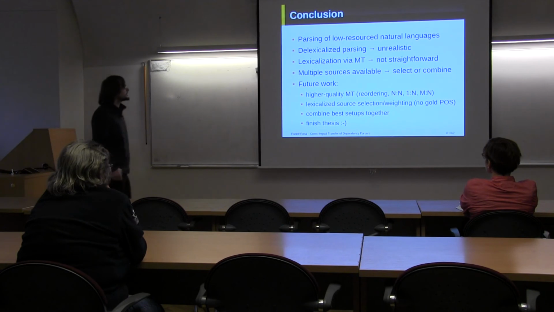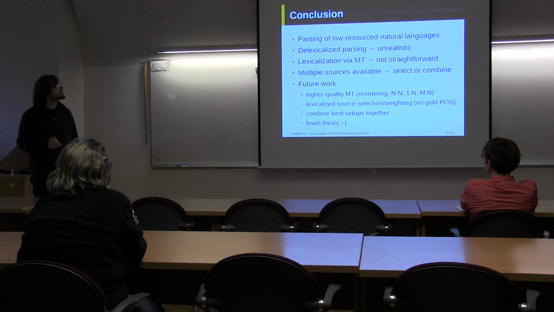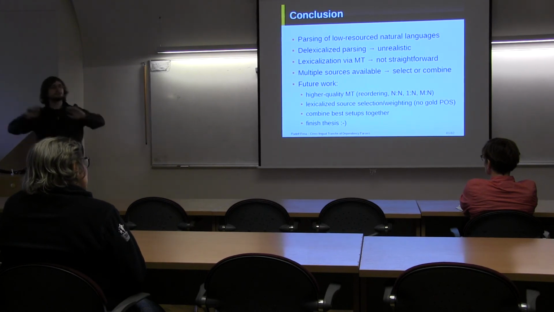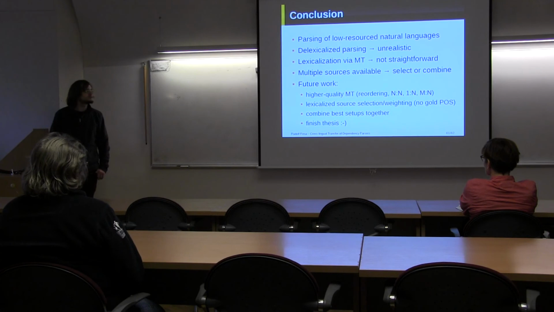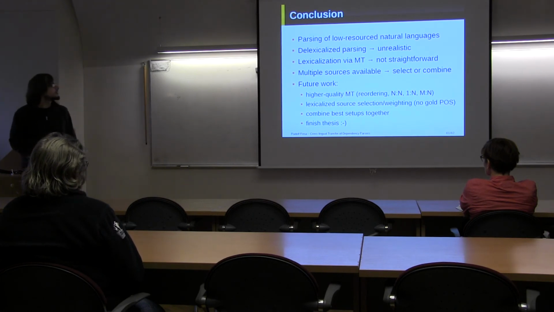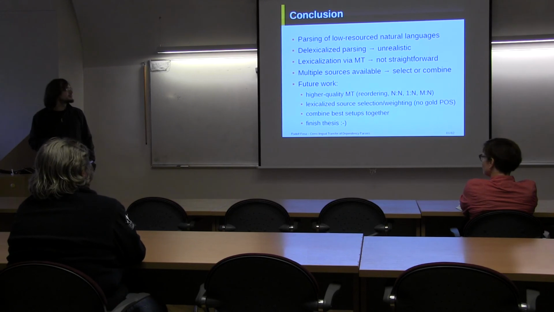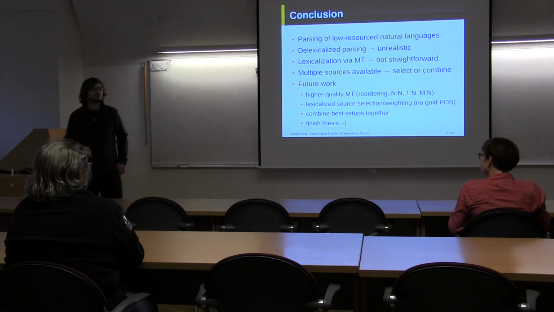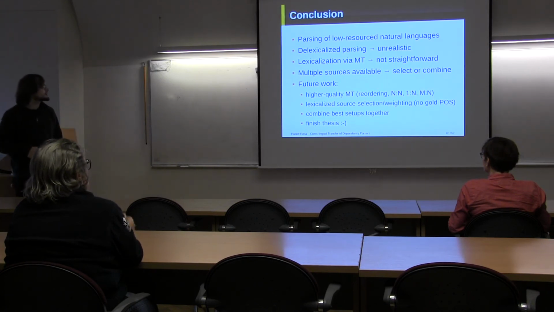Okay, so that's everything. I showed you how I deal with, and how other people deal with, parsing of low-resource natural languages. The first possible approach is delexicalized parsing, where you just remove the word forms, but you have to assume that you have part-of-speech tags in the target language, which is not very realistic. So it turned out to be better to do lexicalization with machine translation. And I showed all of the problems it has and all of the solutions that didn't work for them. And then when you have multiple source languages available, it helps really, really a lot if you are able to select the best source language or even to combine multiple source languages. That's even better. So there is still something, at least for me, to do.